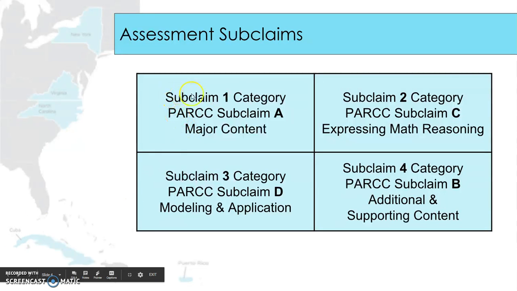We have Subclaim 1 category, which is what DoDEA calls it, but PARCC calls this Subclaim A. And this focuses on major content within math. Subclaim 2 category, or PARCC Subclaim C, is on expressing math reasoning. And Subclaim 3 category, PARCC Subclaim D, is on modeling and application. Subclaim 4 category, PARCC Subclaim B, is on additional and supporting content.